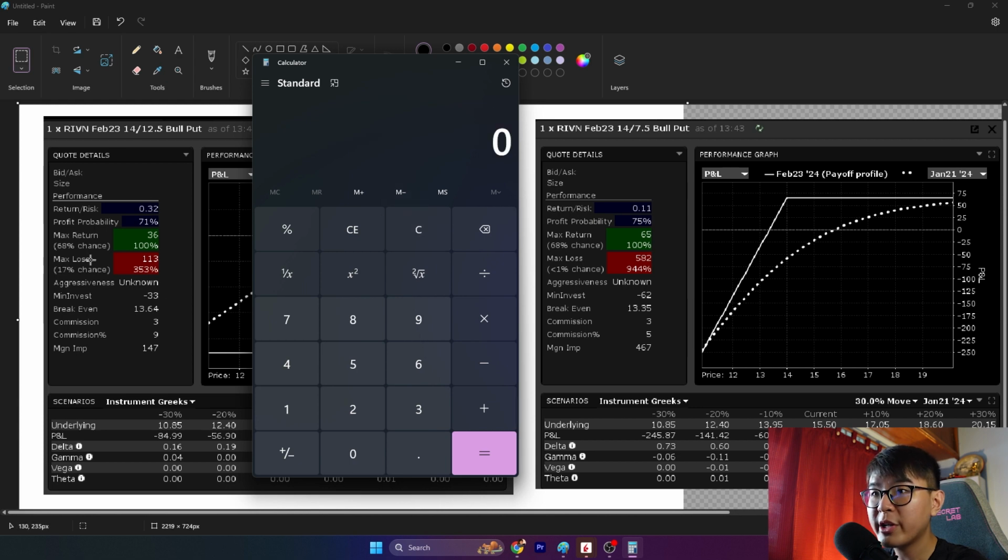If I were to do a quick calculation here, I'll take 113 divided by $36, and that is a ratio of 3.13.